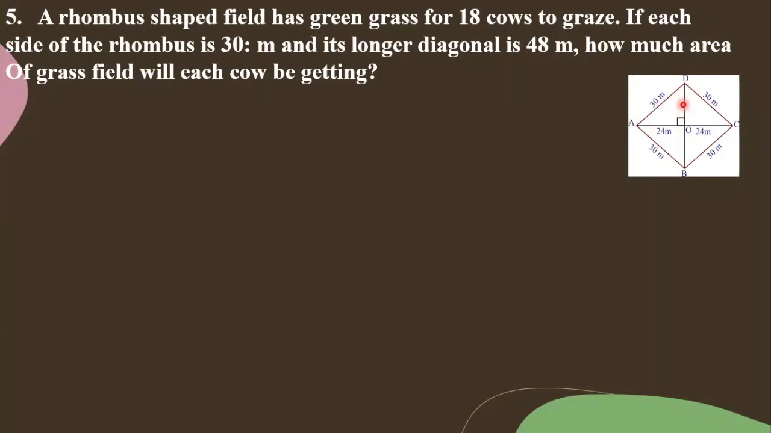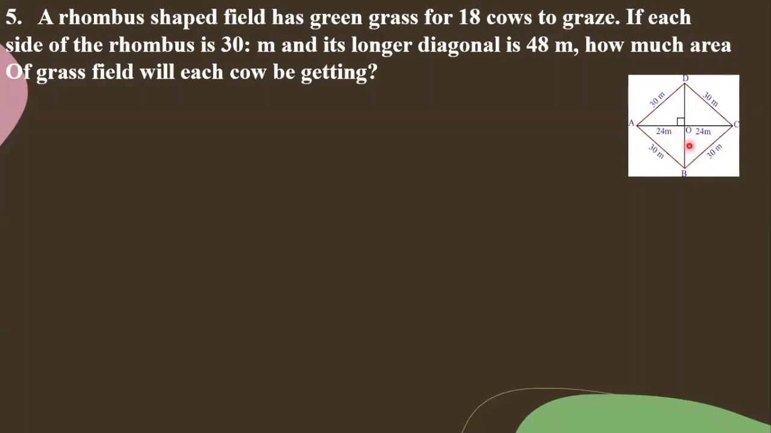Half into D1 into D2. Half into diagonal 1 into diagonal 2. Here one diagonal they gave, another diagonal they have not given. But by using Pythagoras theorem, you can find out DO value. DO is nothing but OB. Am I clear?